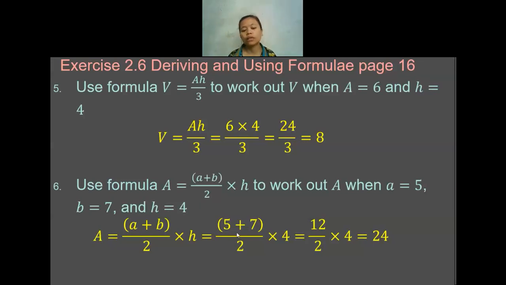We finish the bracket first. So we finish the 5 plus 7, which is equals to 12. 12 by 2 times 4. So it will be equals to, 12 by 2 is equals to 6. 6 times 4, it will be equals to 24.